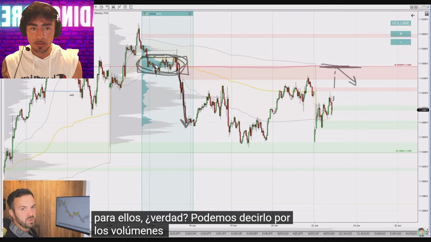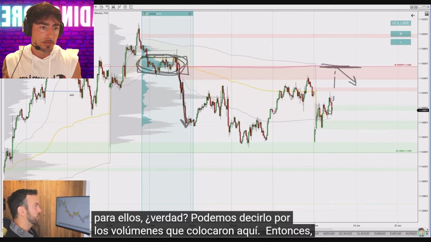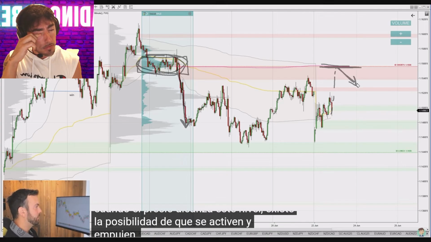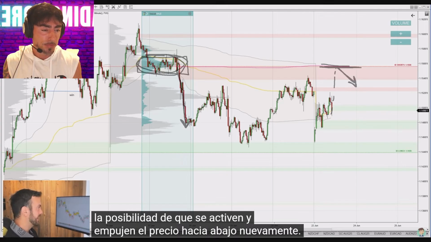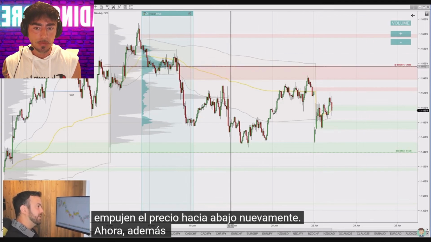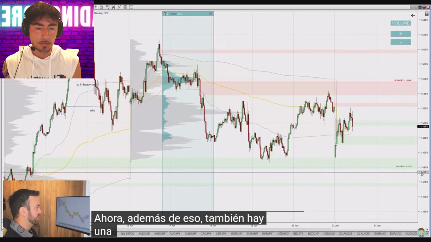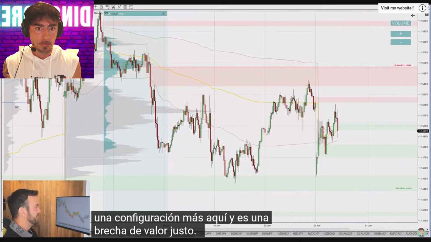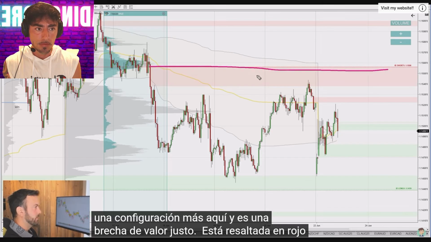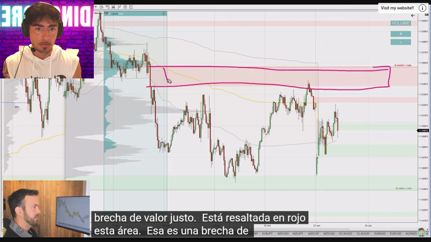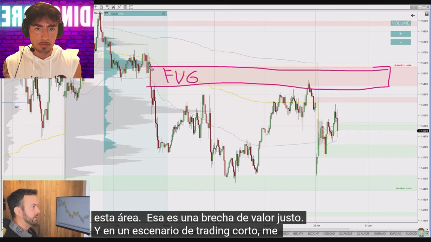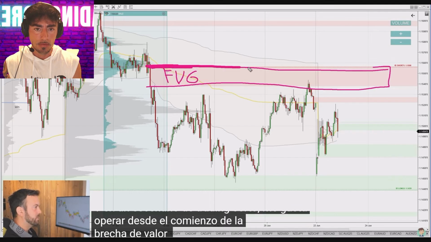Ok. They placed here. So when the price hits this level, there's a chance that they'll become active and they'll push the price downwards again. Now, additionally to that, there's also one more setup here, and it is a fair value gap. It's highlighted in red, this area, that's a fair value gap. And in a short trade scenario, I like to trade from the beginning of the fair value gap, which is right here.